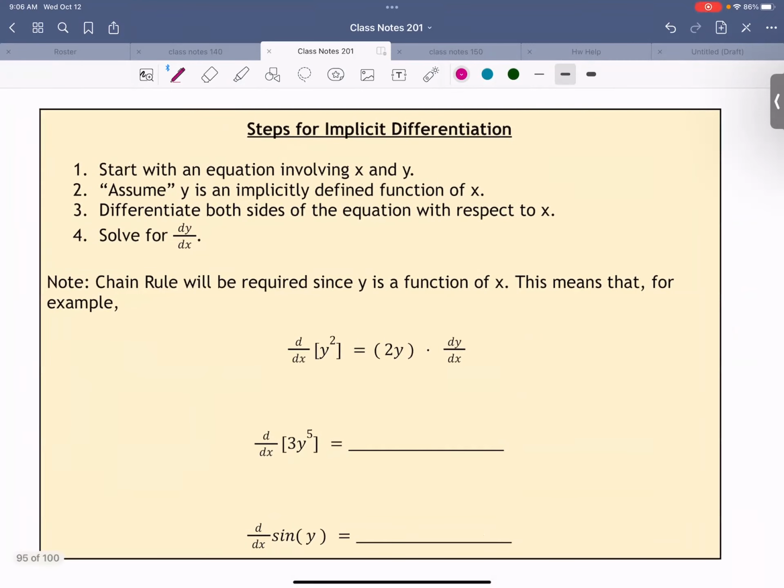Okay, so first of all, you're going to start with an equation that has both x's and y's in it. Might have different situations going on, but we will start with this. Two, we're going to assume that y is an implicit function of x, which means y is what we want to find the derivative of, and x is our independent variable.